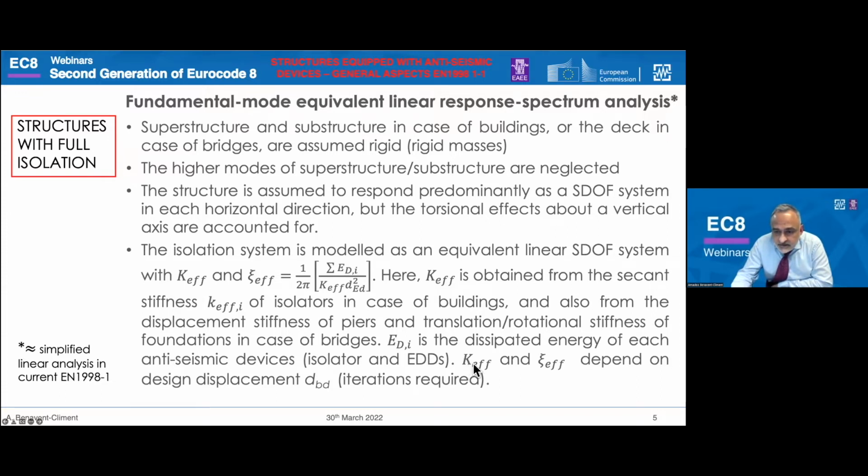Since the effective stiffness and the effective damping ratio depend on the design displacement, it is required to conduct several iterations until the tentative displacement assumed at the beginning of the steps is similar enough to the displacement obtained with this method.